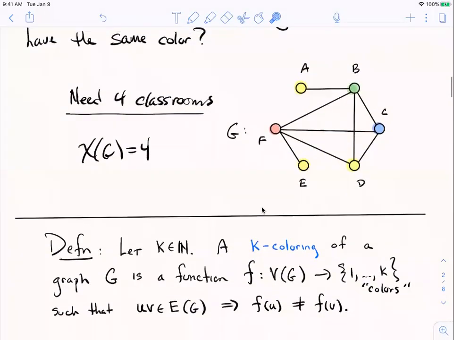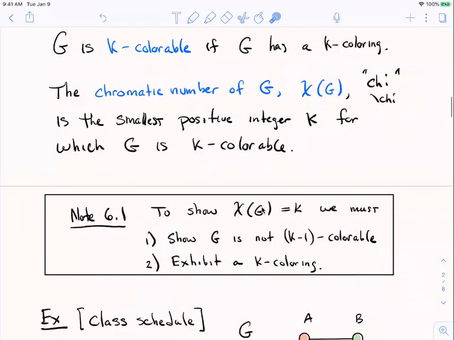I was trying to convince you I can't 3 color that graph because of the vertices F, D, C, and B. So it's not 3 colorable, but I could color it with 4 colors, so its chromatic number is 4. It's a standard approach to this. Show something isn't K-1 colorable, and then produce a K coloring.